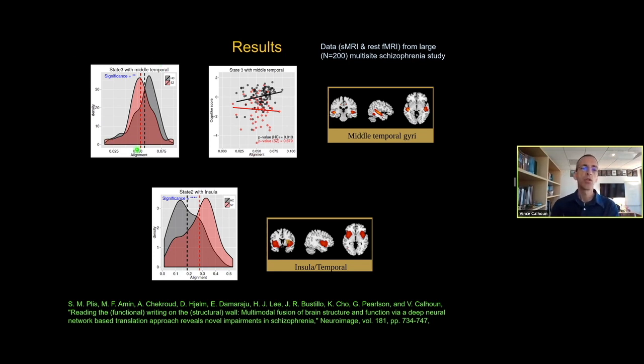Here you can see it's well above 0, highly significant in both patients and controls. But we also see, interestingly, healthy controls are significantly more aligned than schizophrenia patients in this middle temporal gyrus structural component. And this is state 3, showing a relationship also with cognitive scores.